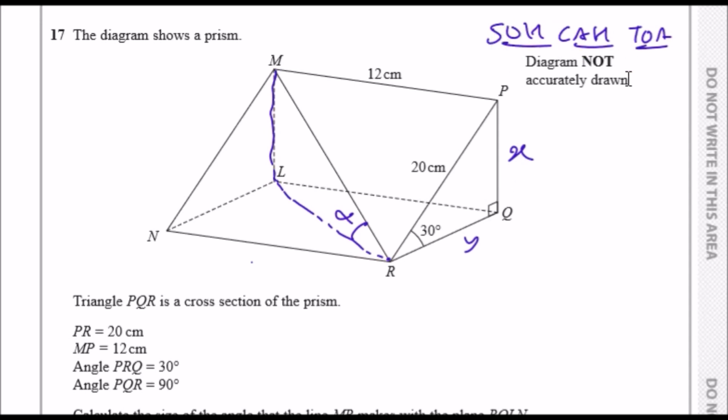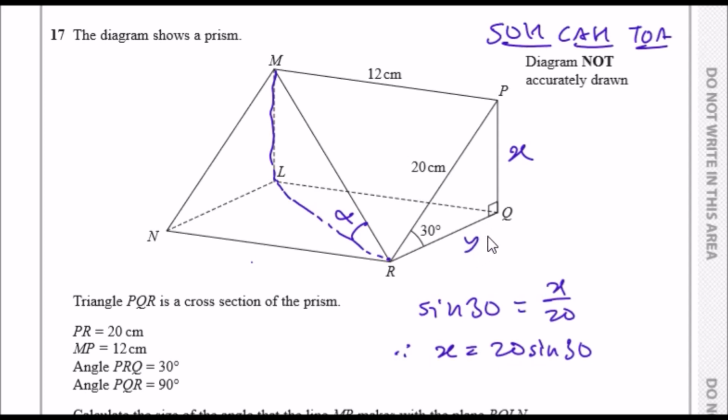So we can write an equation involving x: sine 30 equals opposite over hypotenuse, so x over 20. Therefore, times by 20, x must equal 20 sine 30. Let's just leave that for now.